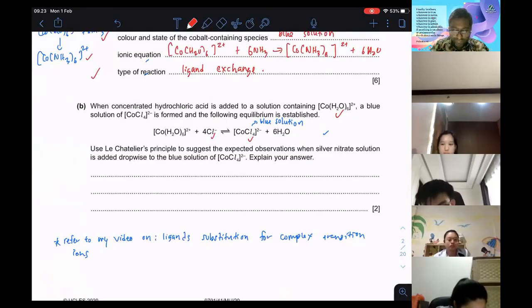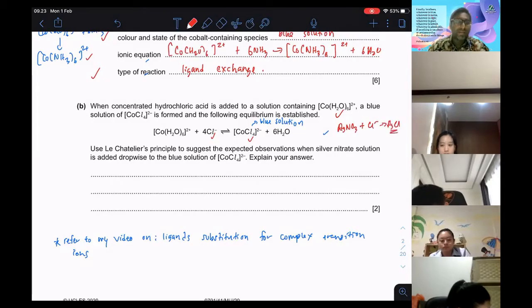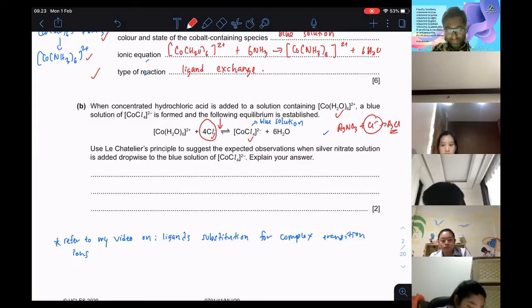In this case, use the LCP principle to suggest the expected observation when silver nitrate solution is added. Now, silver nitrate is going to react with the Cl minus to give you silver chloride as a precipitate. Silver chloride is a white precipitate. So what happens here is you are removing the Cl minus. If you are removing the Cl minus, what happens? According to LCP, you do not want the Cl minus to be removed, so you need to counter the situation by shifting the position to form more Cl minus. So the position of the equilibrium will be shifted to the left.